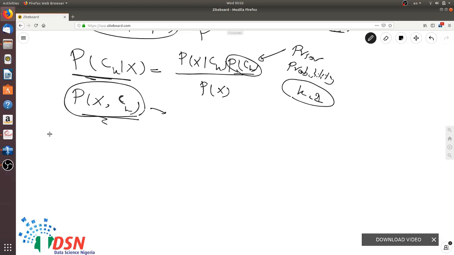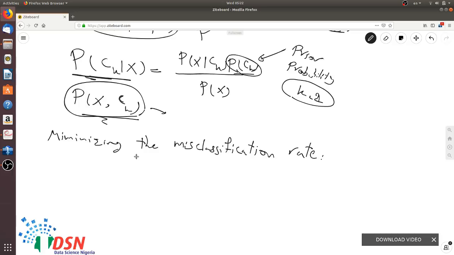Then in fact we would choose the class having the higher posterior probability, right? So we want to minimize the misclassification rate. We need a rule that assigns each value of X to one of the available classes.